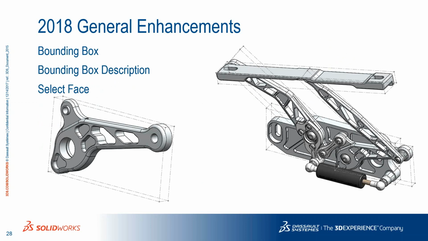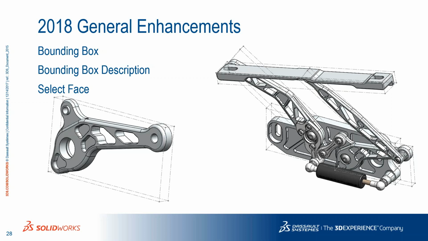And then the new bounding box is a good enhancement. It automatically fills out custom properties within your part for the bounding box, giving you the width, the height, and the depth. And you can go in and actually control the description of the bounding box within your document properties. You can control height, width, and depth however you want it. You can control it there. There's a few more options that you can control.